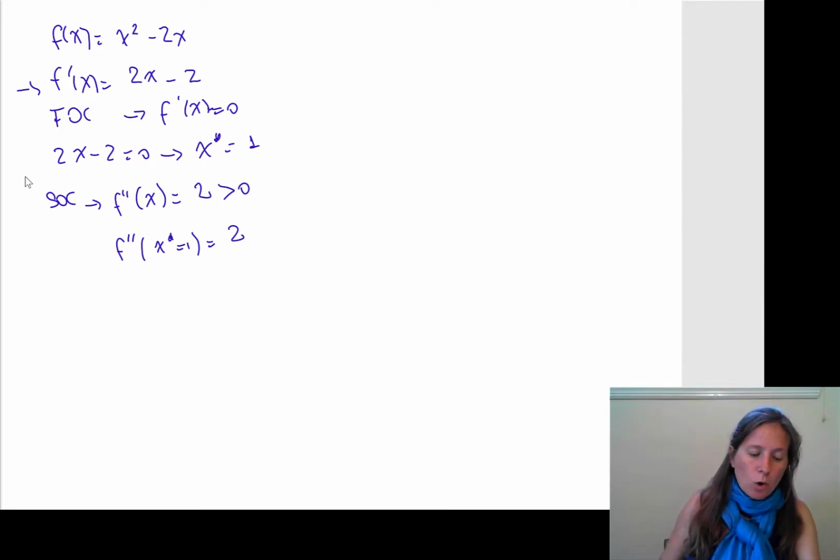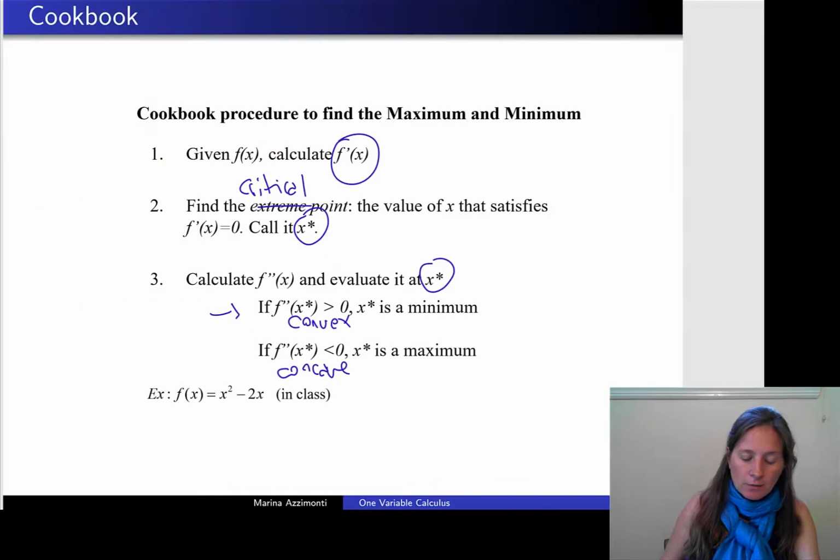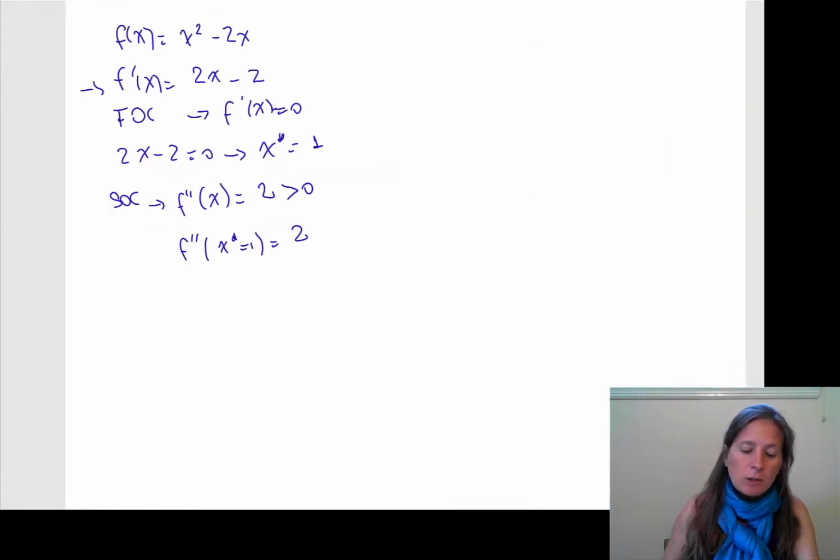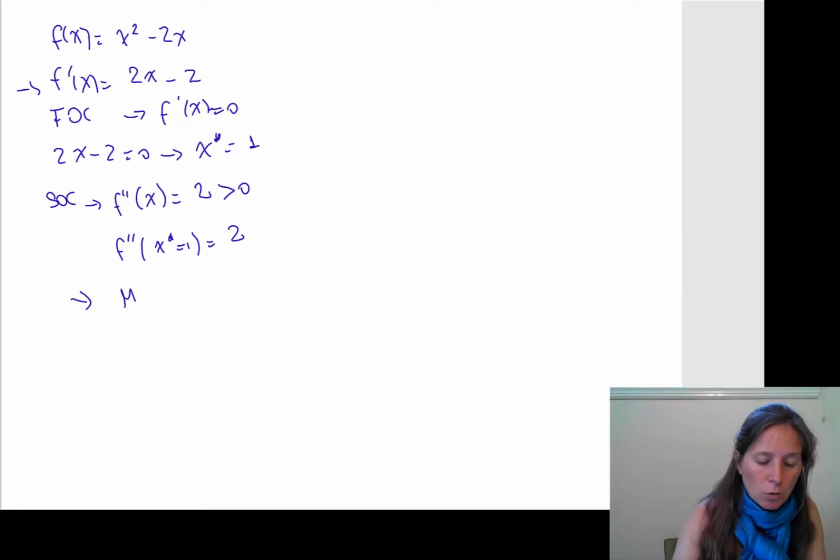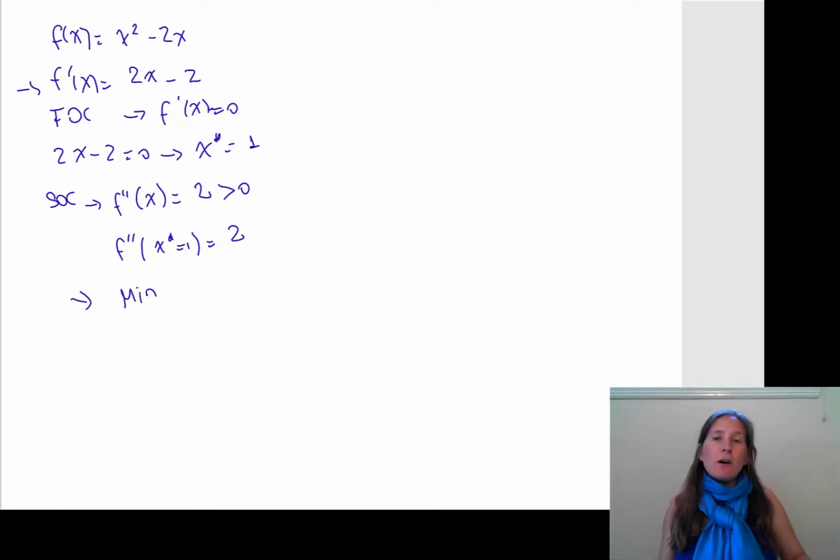So let's remember, what does it mean that the second derivative is positive? It means that we are talking about a convex function and that we are talking about a minimum. So what did we do? We basically found the minimum of this function.